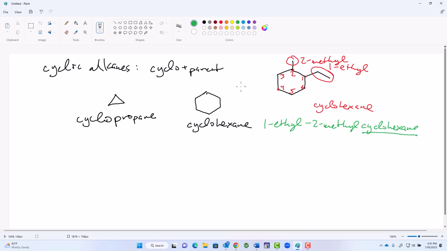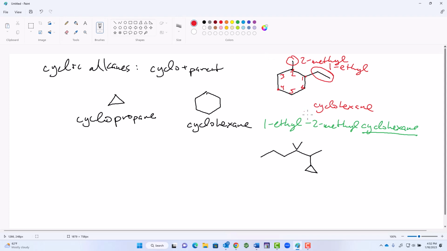However, if the cyclic alkane is a substituent on the ring or on a linear chain, we would name it like we would name any substituent. So it wouldn't be cyclohexane, it would be cyclohexyl. So let's do an example like that. So say we have this chain here. We have that. And we have this. So say we were trying to number this chain here.